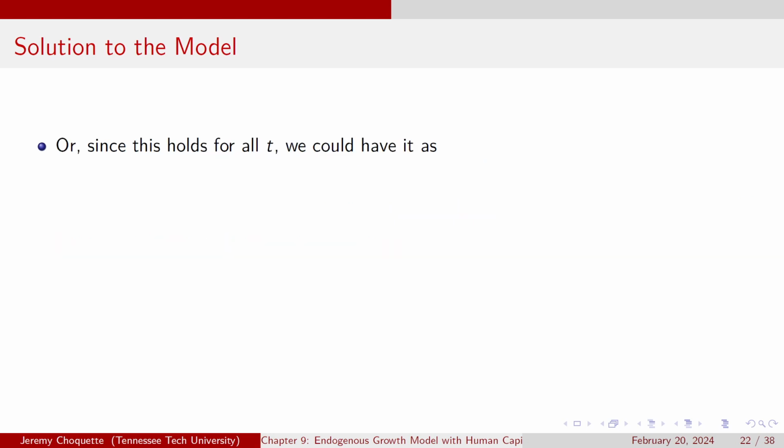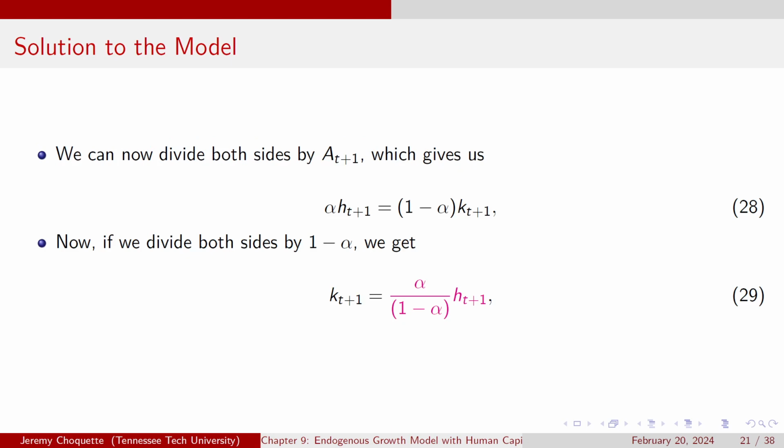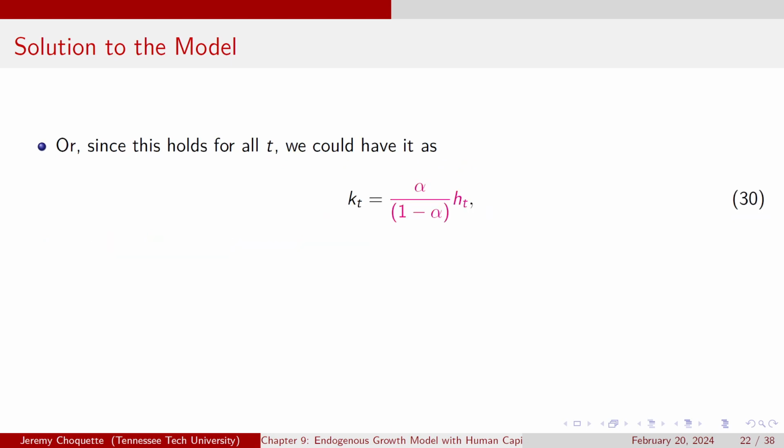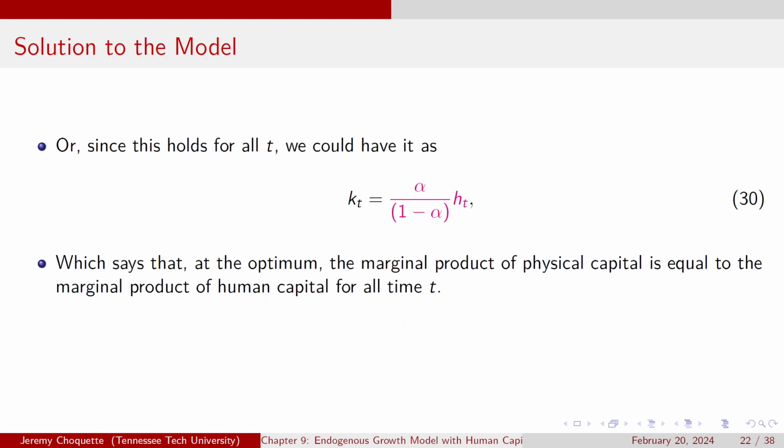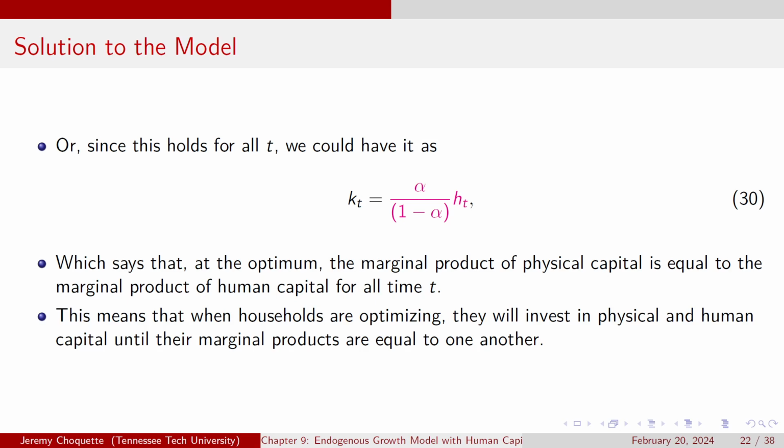So this really holds for all t, right? Because there's no t and t plus 1 here. So it can really just come down to k_t and h_t, which says that at the optimum, these marginal products of physical and human capital are equal to each other for every single time period t. So when households optimize, they invest in physical and human capital until the marginal products are equal to one another.